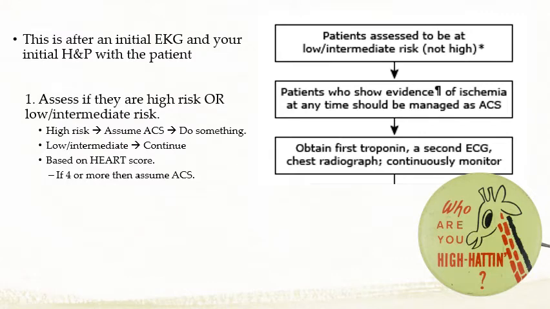So first, assess if they are high risk or if they're at low intermediate risk. Okay? If the patient is deemed to be high risk, that's where you assume an ACS. Even if you don't have the EKG and the troponin results left, you can assume ACS and at that point do something. If you can't deem them high risk from this, then they're low or intermediate, and then you continue on with the algorithm. And whether or not they're high risk or low risk is based on their HEART score. Okay, I have it here that if you have 4 or more, then you assume ACS, and the next slide is where we're going to talk about what the HEART score is.